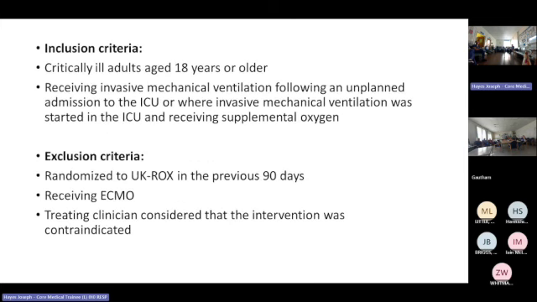To be included, you had to be critically ill adults aged 18 or older and receiving invasive mechanical ventilation following an unplanned admission to the ICU, or where invasive mechanical ventilation was started in the ICU and receiving supplemental oxygen. The exclusion criteria were if you'd been randomised to the UK-ROX trial in the previous 90 days, if you were receiving ECMO, or the treating clinician considered that the intervention was contraindicated.